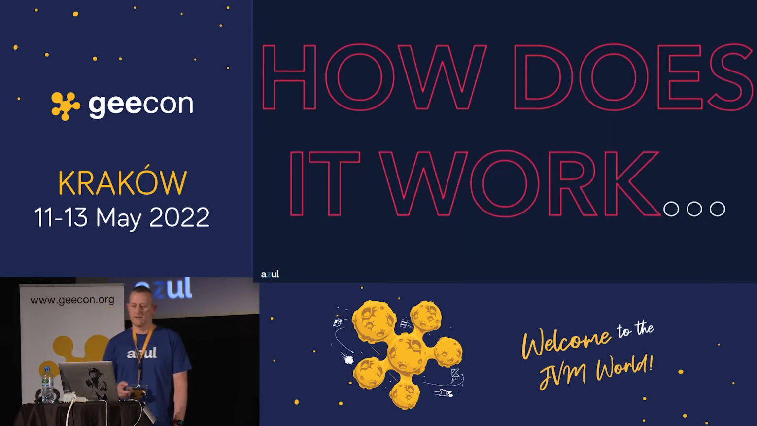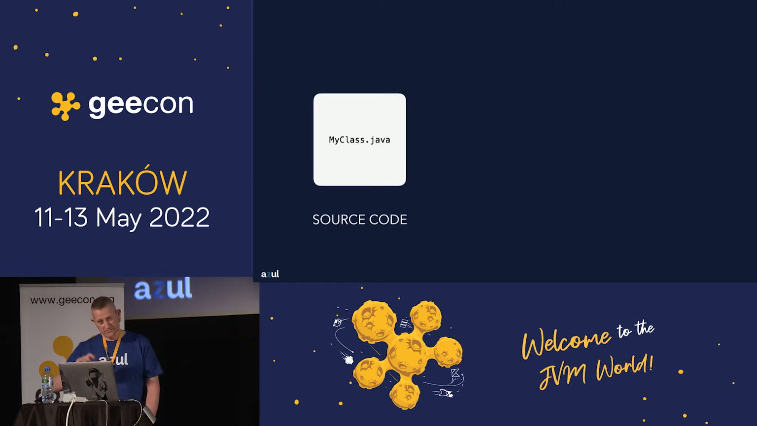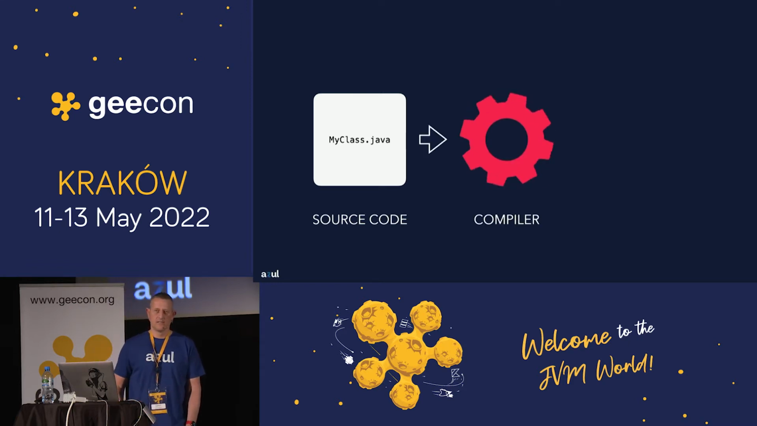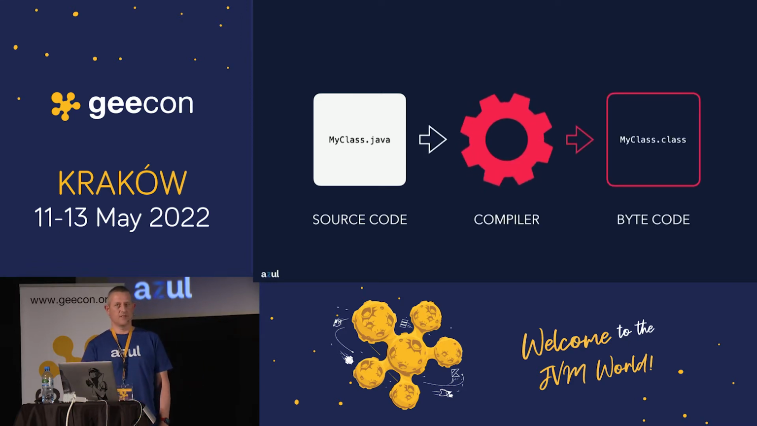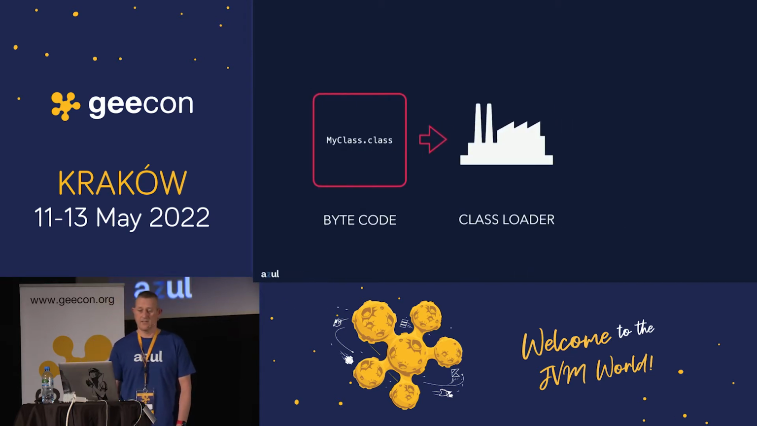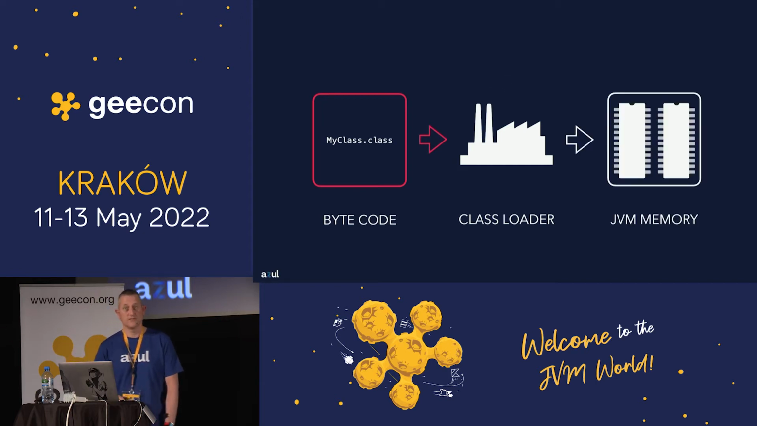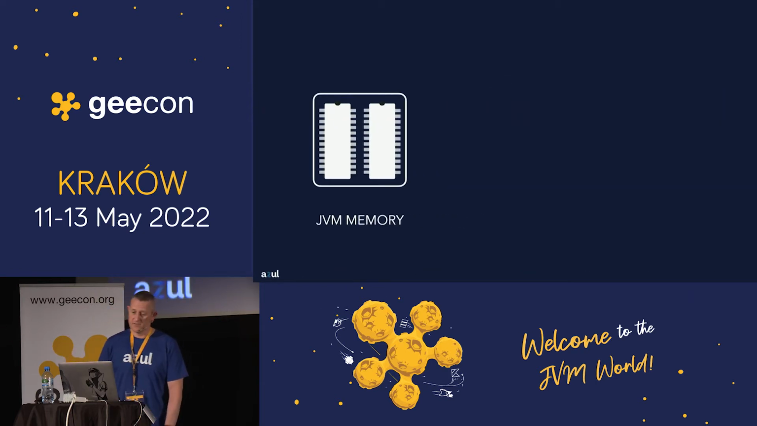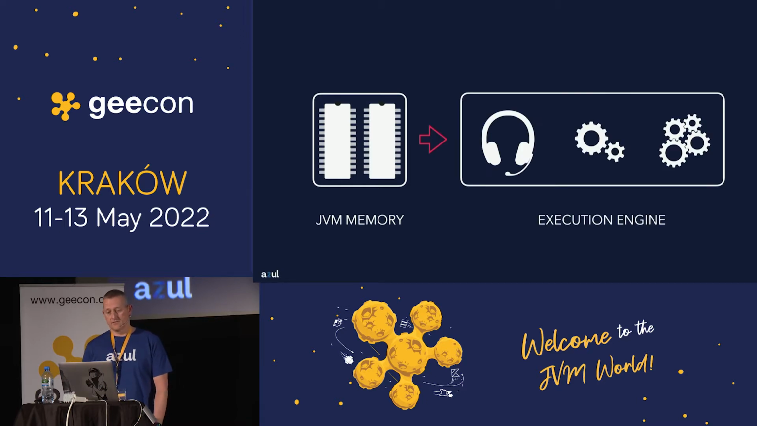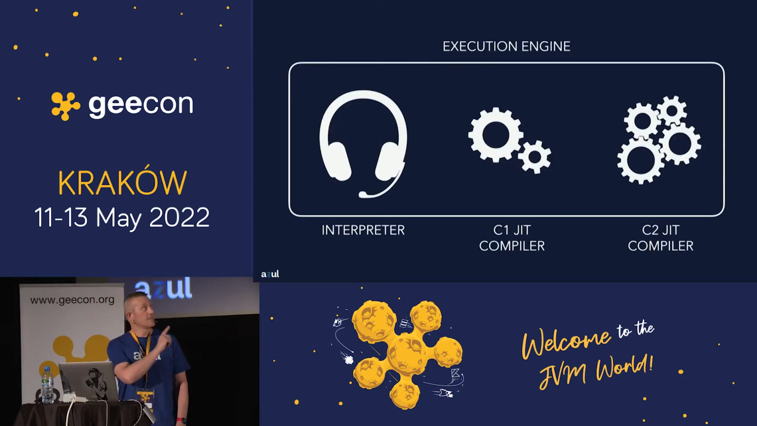And the question is, how does it work, right? So let me give you a short, very simple overview on how it works. You have your source code. It's a Java file. You compile it with javac, and you get a class file out of it that contains bytecode. Then the class loader loads the bytecode into JVM memory. From the JVM memory, it goes into the so-called execution engine. This is just a very simplified version of the execution engine. It contains more than that, but we will just focus on these three parts.